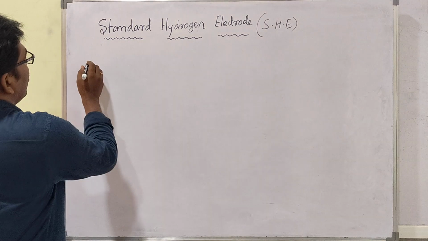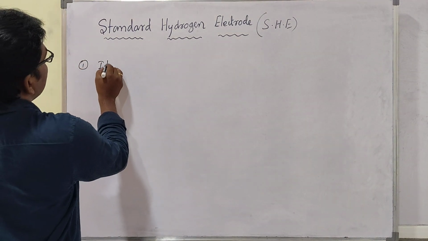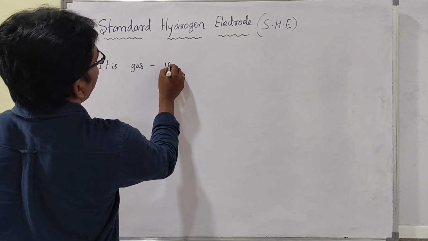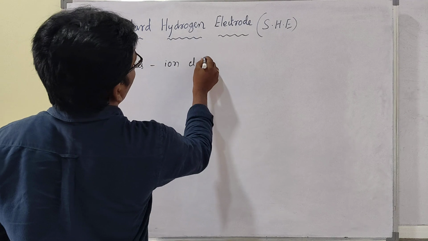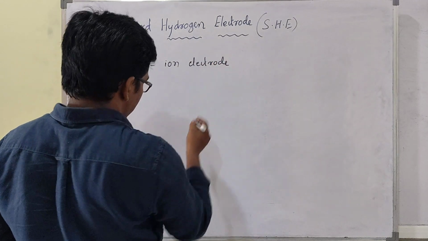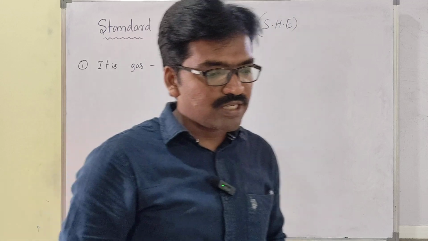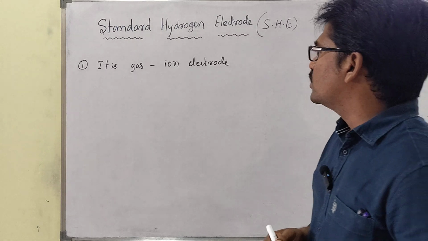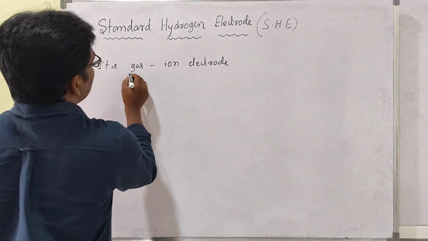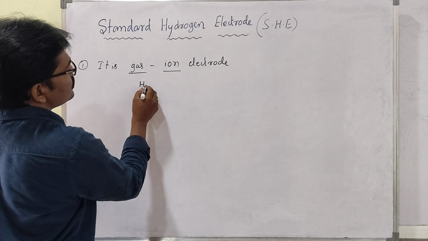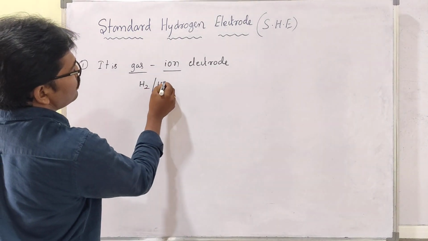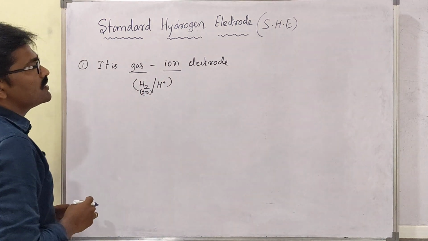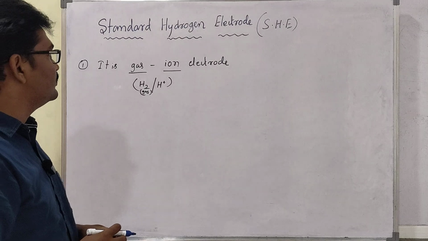Here it is a gas ion electrode. The standard hydrogen electrode is also called a gas ion electrode. What is a gas ion electrode? Hydrogen gas converts into ions, so gas to ion, hydrogen gas converts to ions. Therefore, SHE is a gas ion electrode.